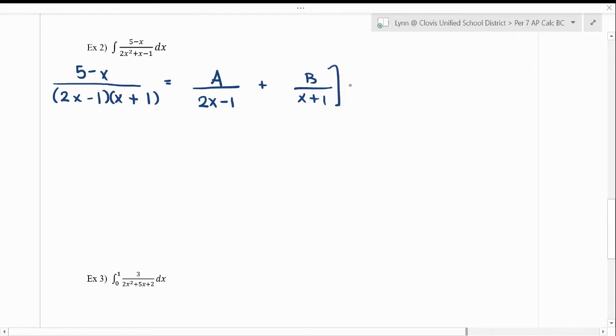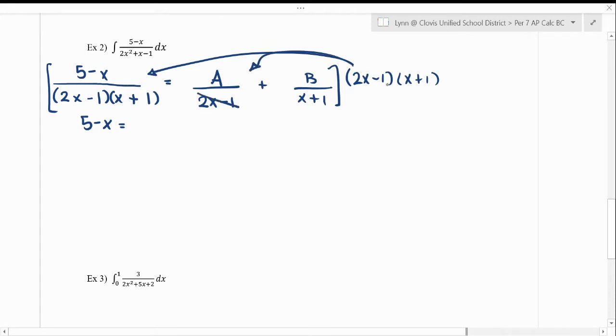And then multiply by the common denominator. So that's like just the original factors that you have, right? And then distribute that through. So I would have 5 minus x. And then here the 2x minus 1 will cancel, leaving the a and x plus 1. And then to the last fraction, the x plus 1 would cancel, leaving b and 2x minus 1. So again, I'm going to pick random values of x, but not so random. So what would make this 0 is negative 1.